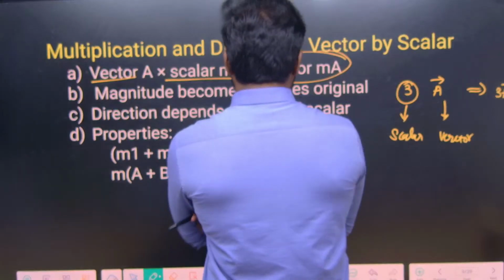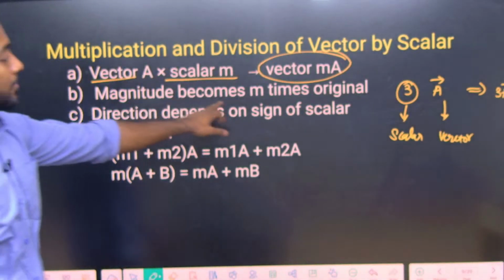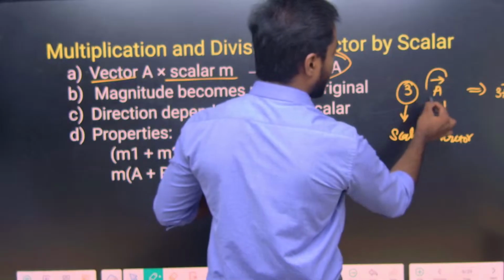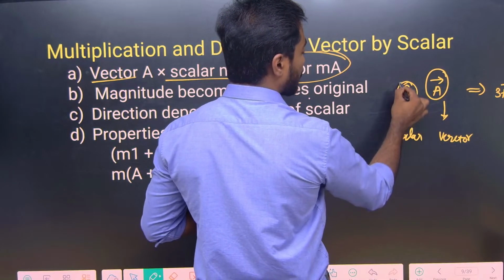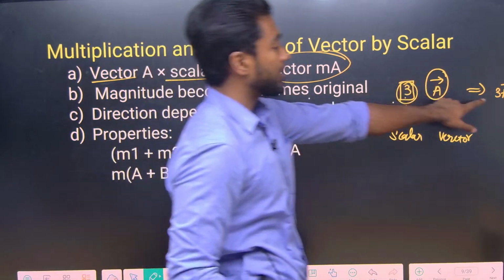Okay, so the magnitude becomes m times the original. If I multiply the original vector with a magnitude, the vector becomes that many times.